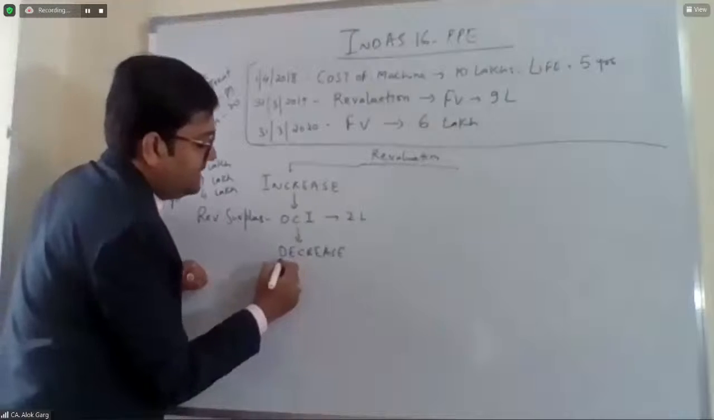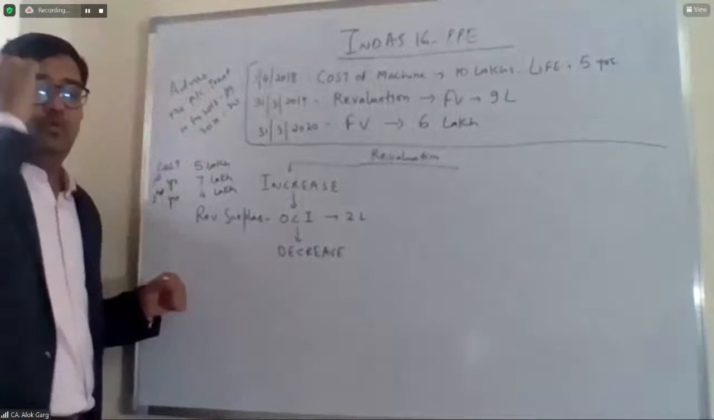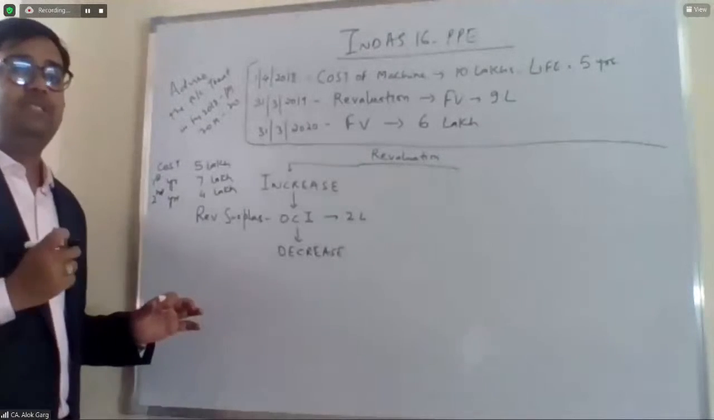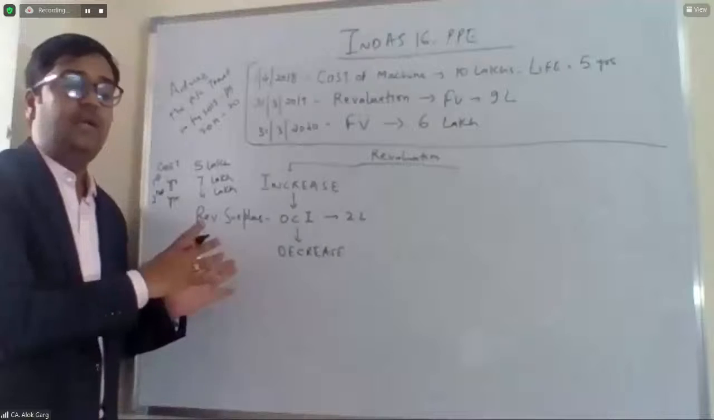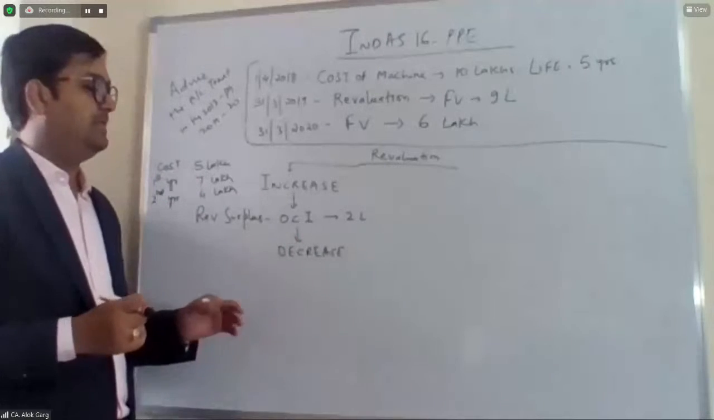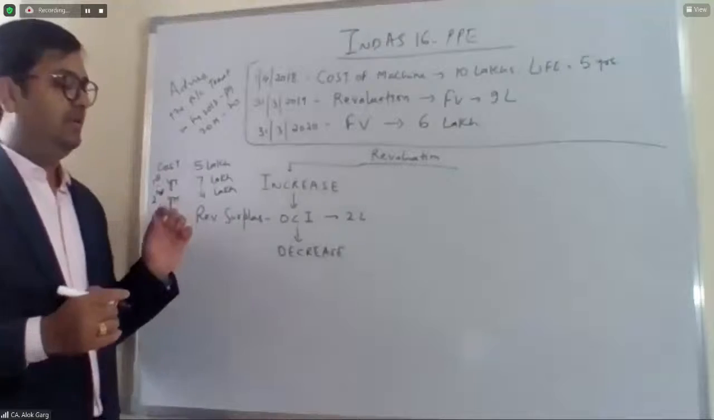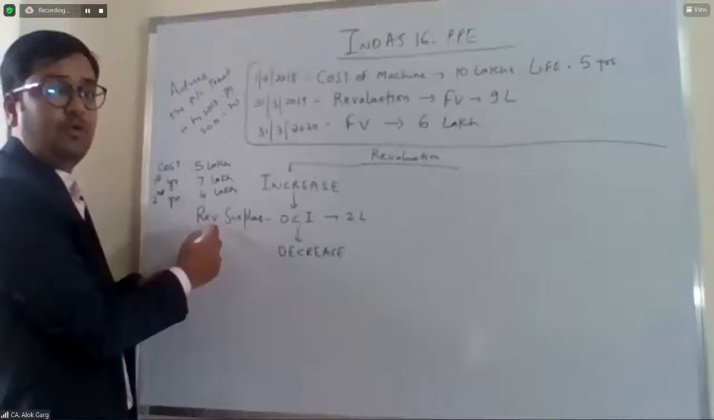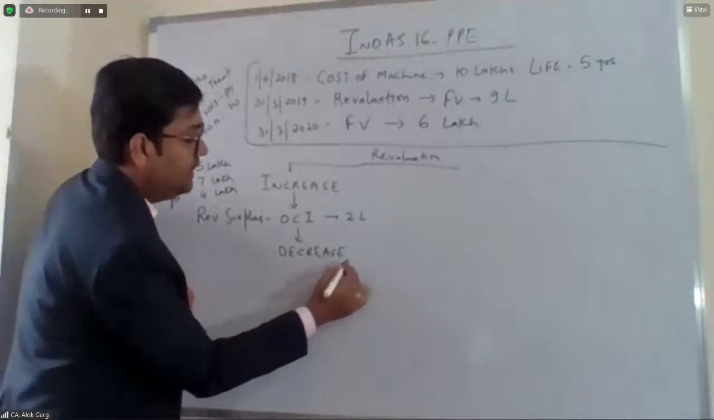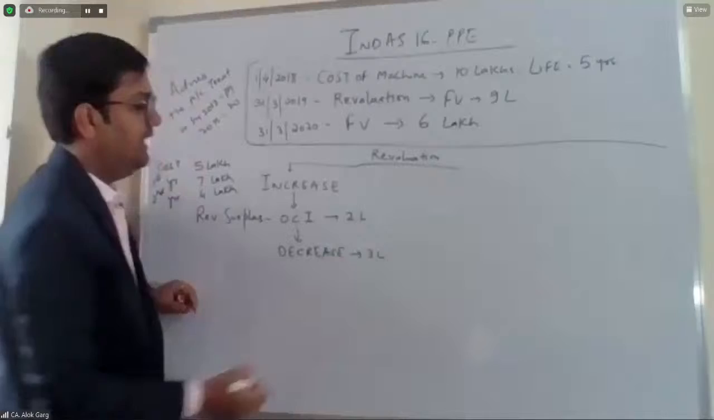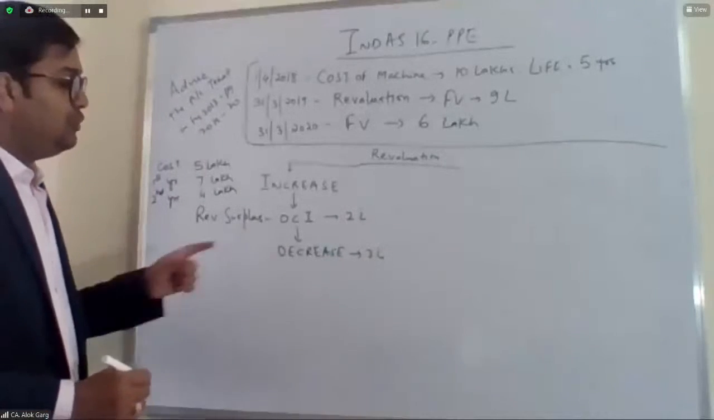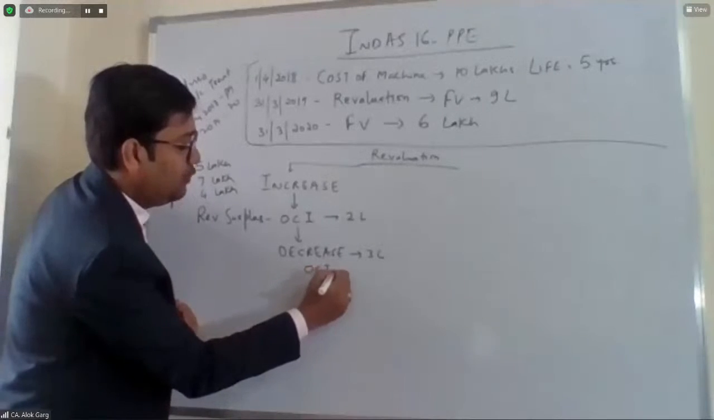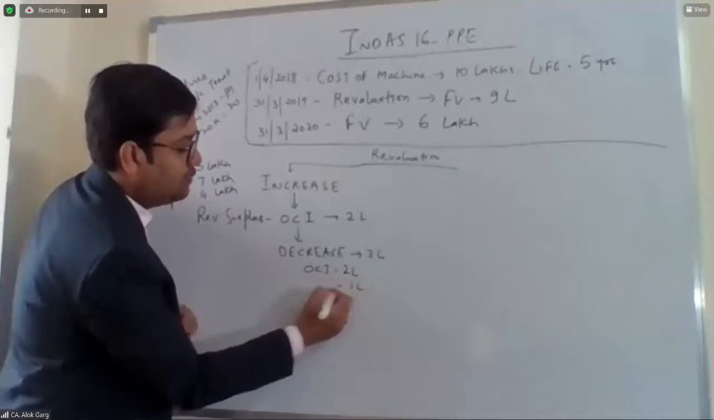Here the standard says that to the extent an amount has been credited to revaluation surplus, it has to be debited there. So what is the loss? 7 lakh minus 4 lakh, 3 lakh. So there is a decrease of 3 lakh. And out of this decrease, 2 lakh should be debited to OCI, and 1 lakh should be charged to P&L.